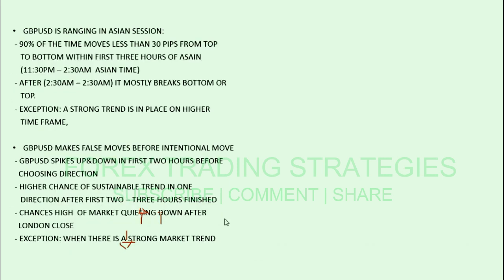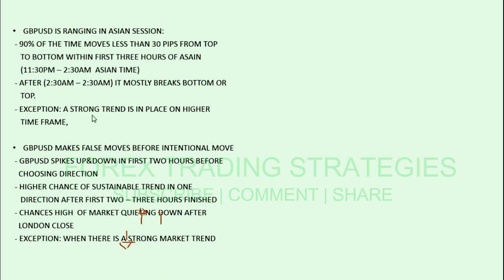Okay, now let's move on to the next page. Pound US dollar is ranging in Asian session. 90% of the time it moves less than 30 pips from the top to bottom within the first 3 hours of Asian session, meaning half past 11 p.m. to half past 2 a.m. Asian time. And after Asian time, it's more likely to break bottom or top.